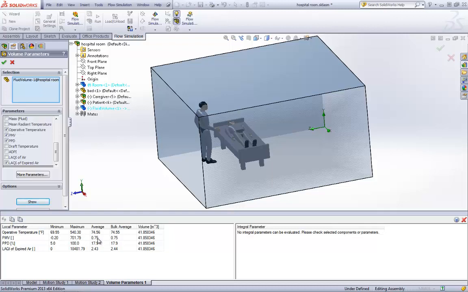Remember, the predicted mean vote goes from -3 to 3, -3 being very cold, and +3 being very hot. But even with this here, we're actually pretty good. We're at about 1, which is a little bit warm.